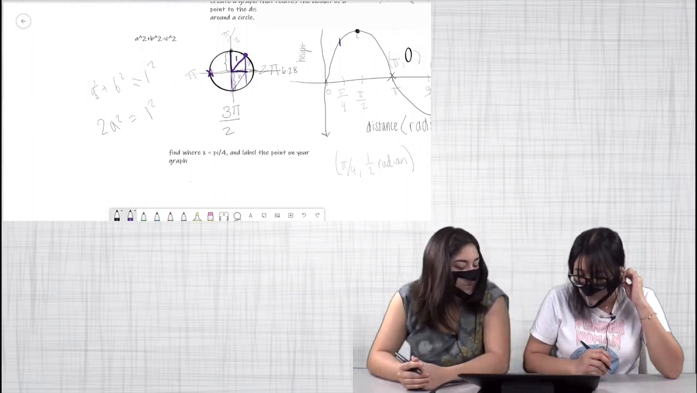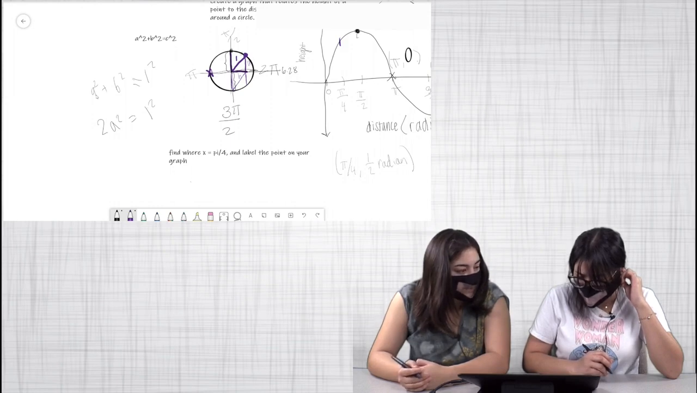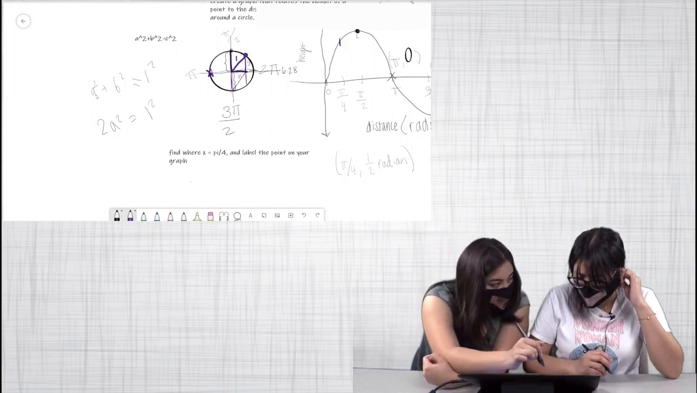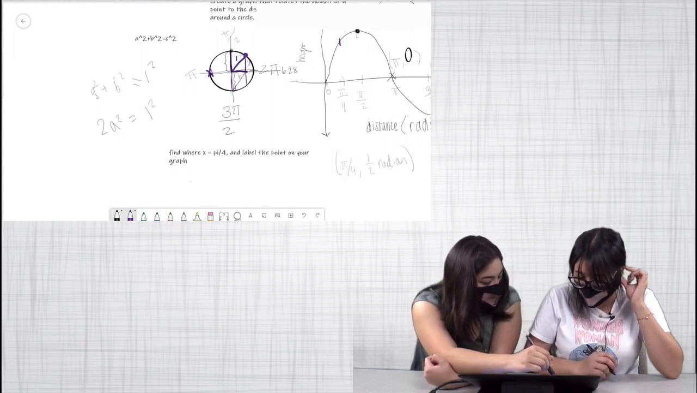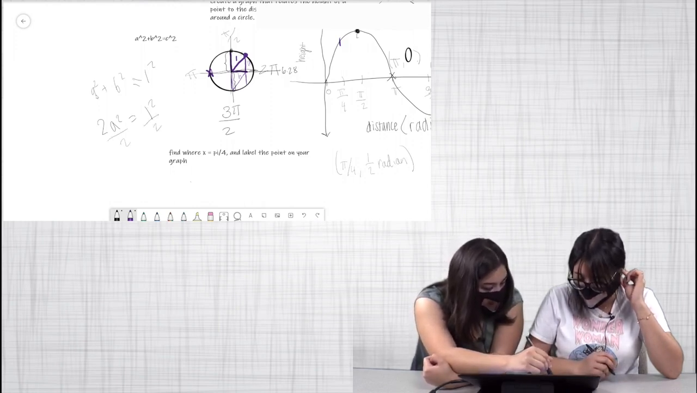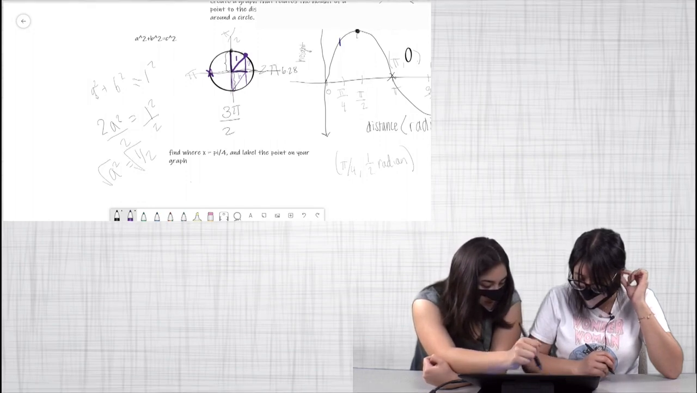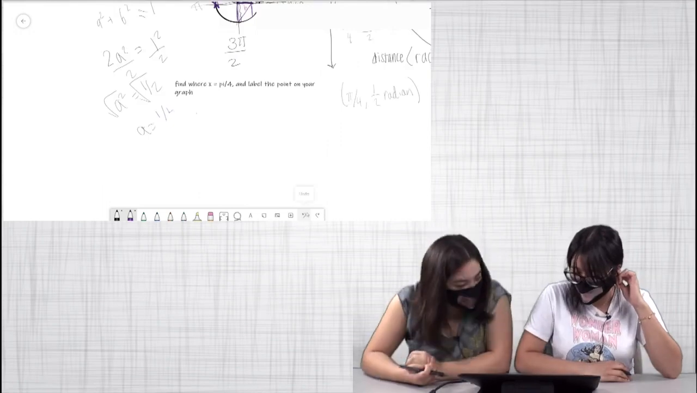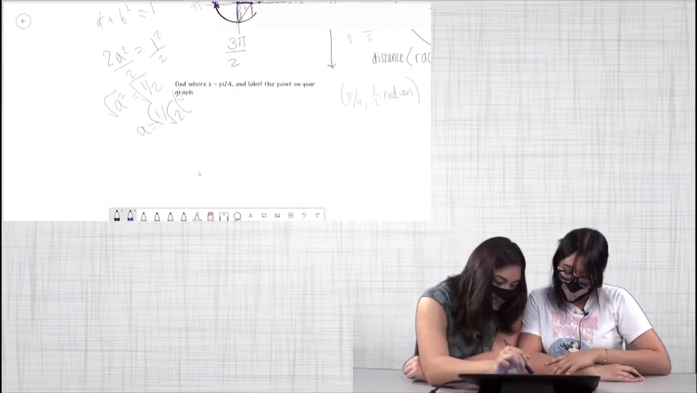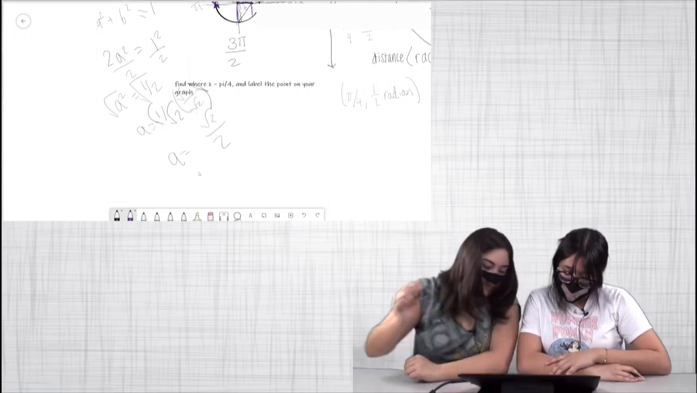Okay. Now how can we solve for a? Divide by 2 first, right? And then you square root it. Did you just square root it first? It doesn't matter. But you can't square root because you don't have root 2. So then you get a squared equals, well, 1 squared is 1, so you get 1/2. Then you square root both sides. Then you can rationalize. Boom, perfect. And then you get a equals root 2 over 2.